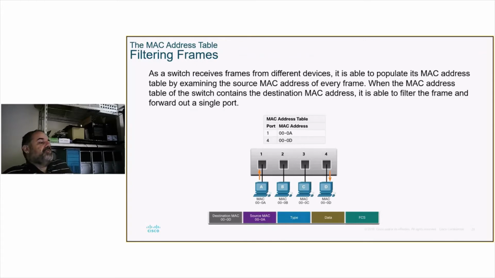Filtering frames. As a switch receives frames from different devices, it is able to populate its MAC address table by examining source addresses of every frame. When the MAC address table contains the destination MAC address, the switch is able to filter the frame and forward it out a single port.